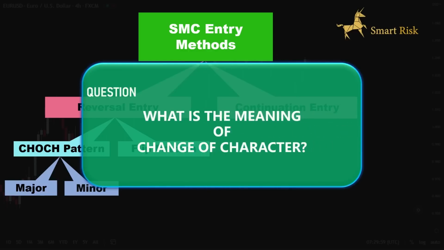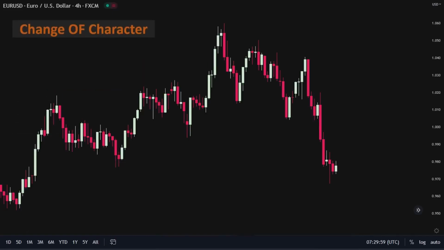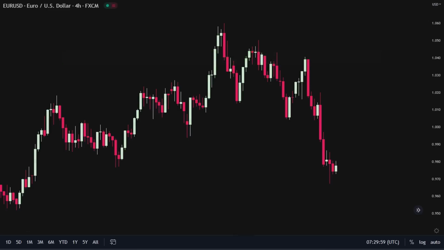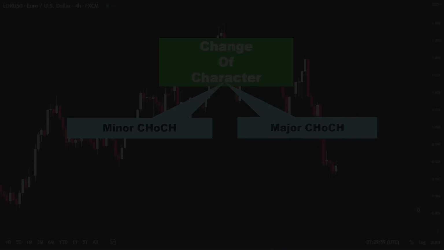What is the meaning of the change of character or market structure shift? Change of character means that the market has changed its trend or order flow over time, and it consists of two types, minor and major change of character. Identifying a valid change of character is an absolute must-have for smart money traders. You will endure some losses if you fail to spot a valid CHOCH. So let's see how we should identify a valid change of character.